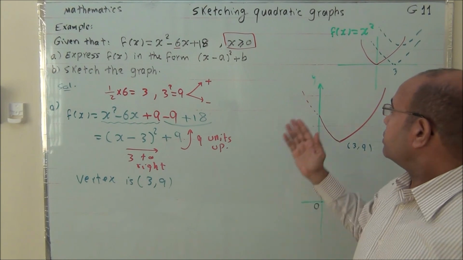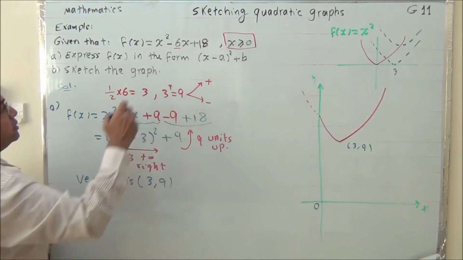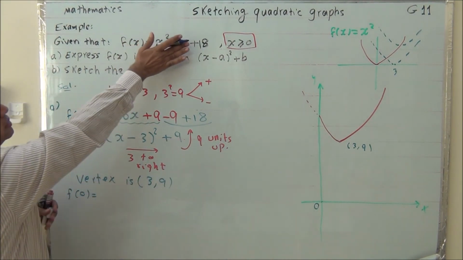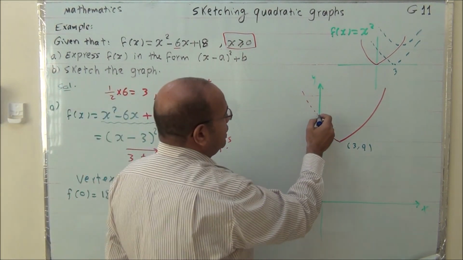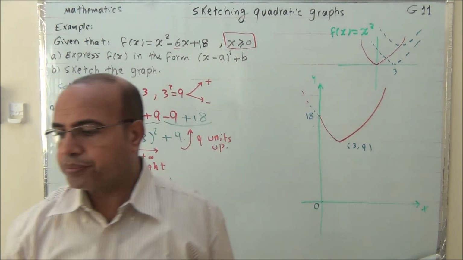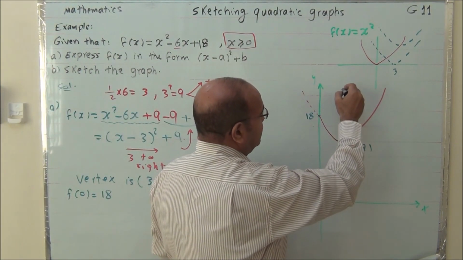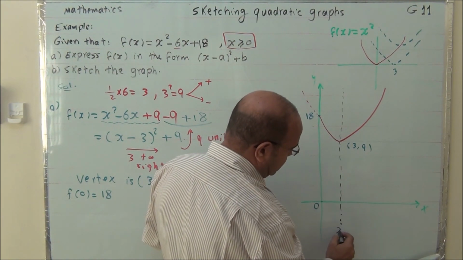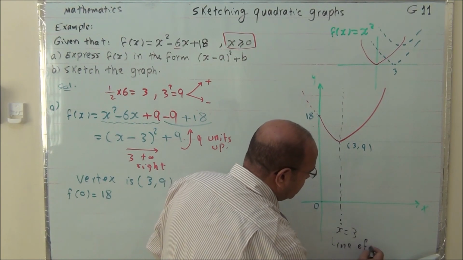We need the point of intersection with the y-axis. To get that point, replace x by 0. So f of 0 equals 0 plus 0 plus 18, so it equals 18. So this point is 18. We need to get the line of symmetry. The line of symmetry is a line passing through the vertex and parallel to the y-axis. Its equation is x equals 3. So this is the equation of the line of symmetry.